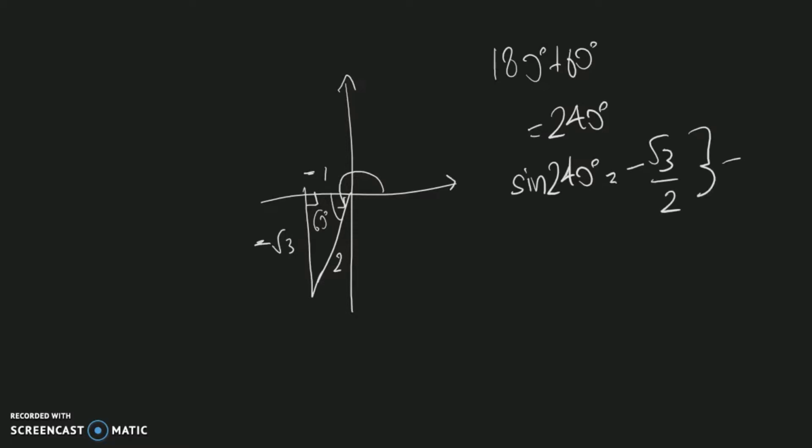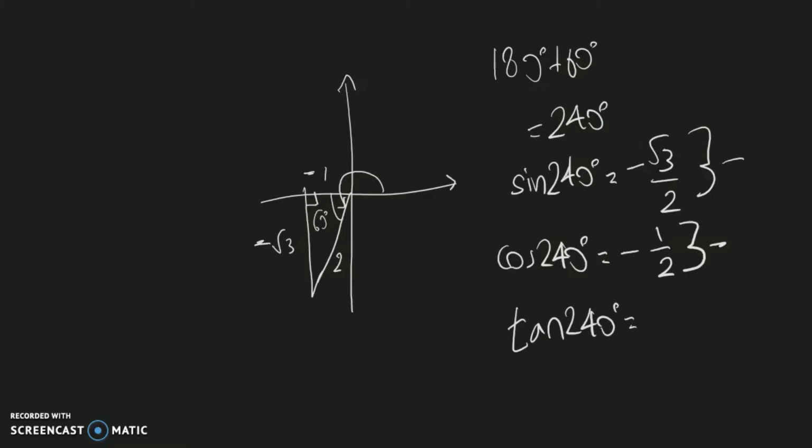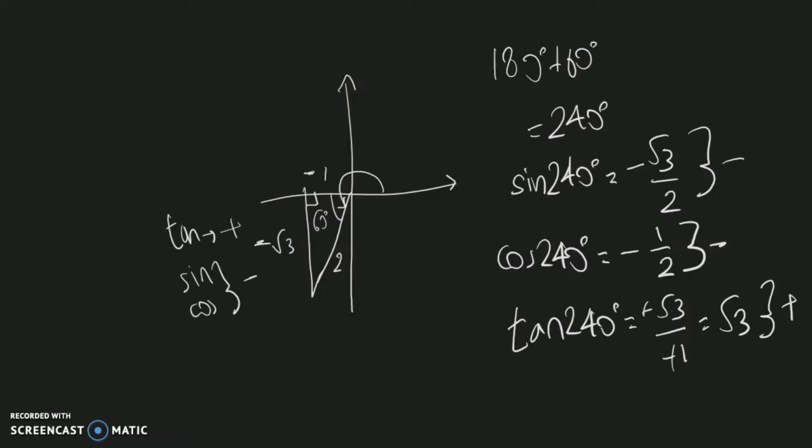So sine is negative. Cosine of 240 degrees is adjacent over the hypotenuse, minus 1 over 2, so cosine is also negative. So the tan of 240 degrees is the opposite over the adjacent, minus square root of 3 over minus 1. The minus and minus cancel off, leaving us with square root of 3. So the tan is positive. This reaffirms the fact that tan is positive in quadrant 3 and both sine and cosine are negative in quadrant 3.